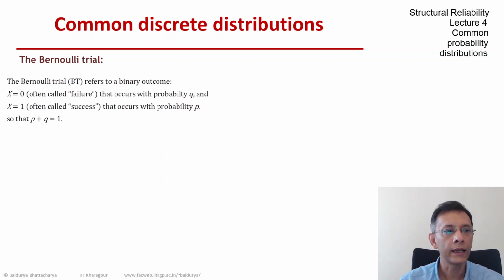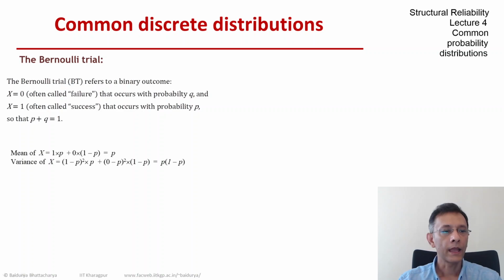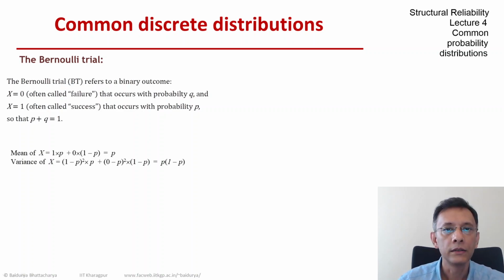So 1 has a probability of P and 0 has the probability of 1 minus P, or Q. And you can define the mean and variance. You can derive it simply by expanding the definition. So the mean of the Bernoulli trial is P and the variance is PQ.